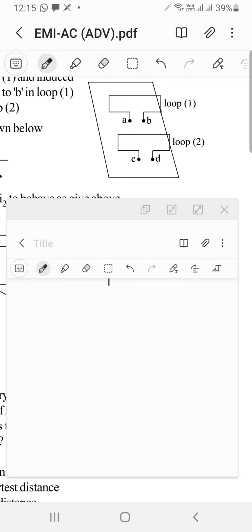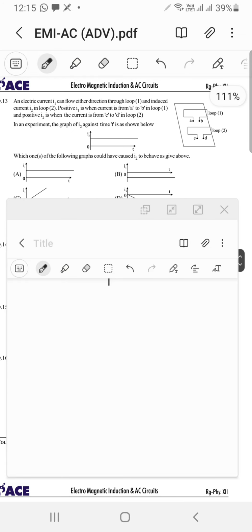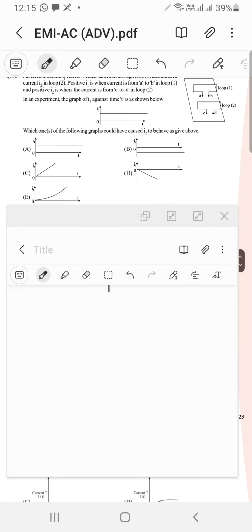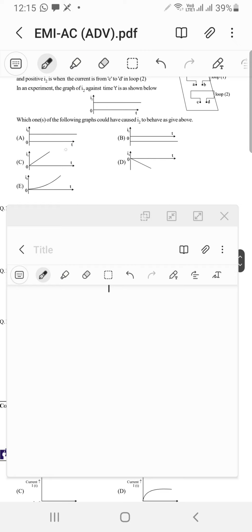So it's going from B to A, but it's also increasing, which means it's negative and increasing in magnitude constantly. So it should be this one, I think.